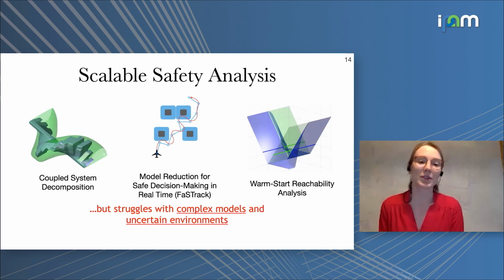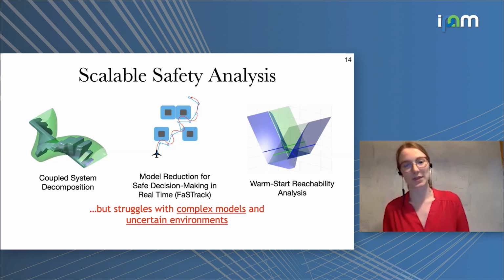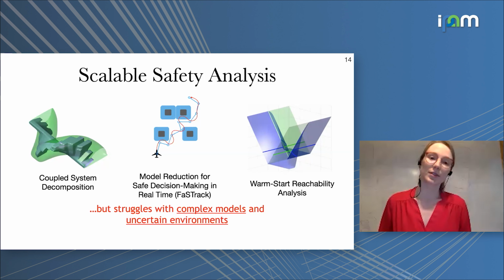So first, on the coupled system decomposition, the motivation here is pretty straightforward. If we can decompose a high dimensional system, analyze the subsystems separately, and then put it back together, we can end up with safety guarantees on the higher dimensional system. But this is hard to do for coupled systems.